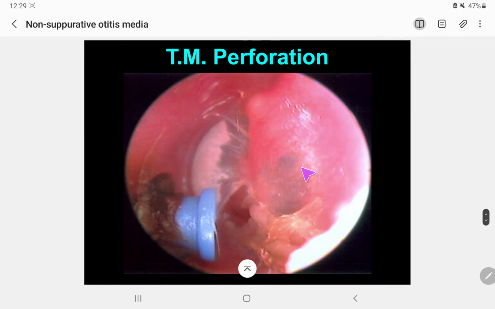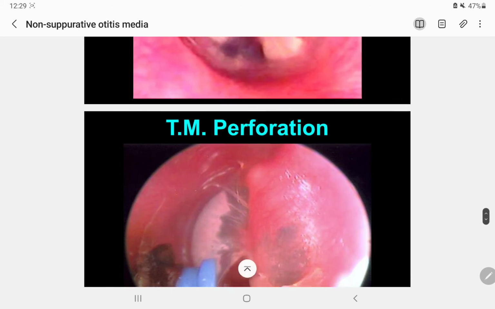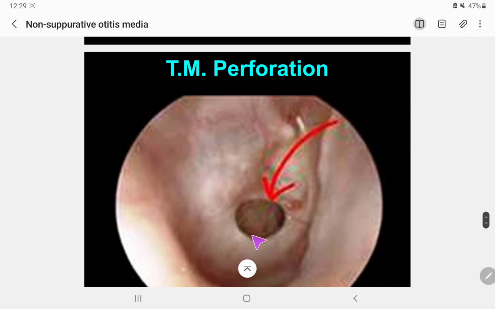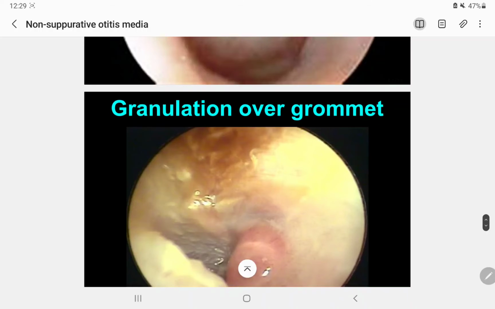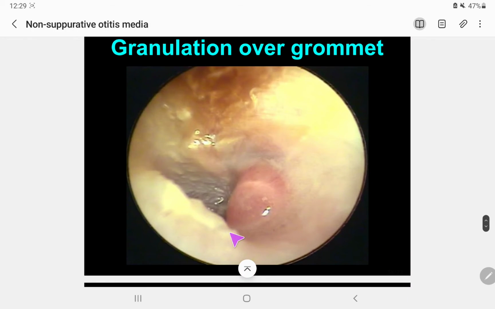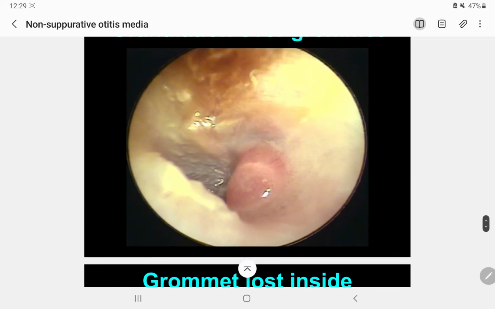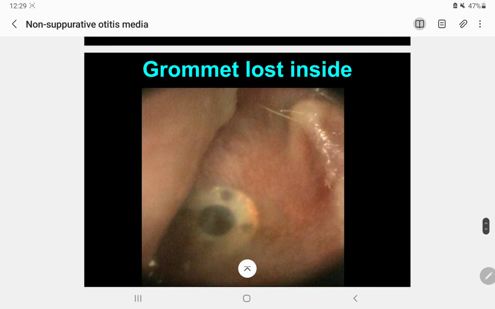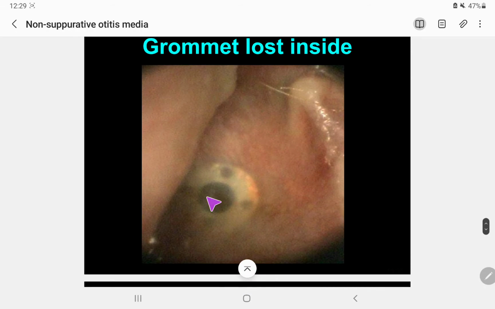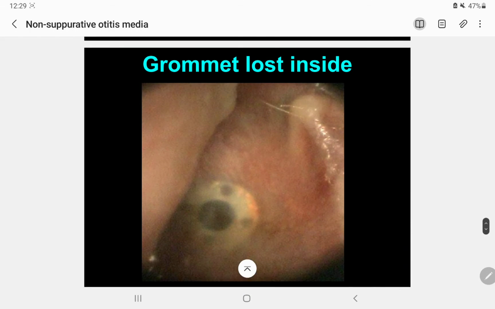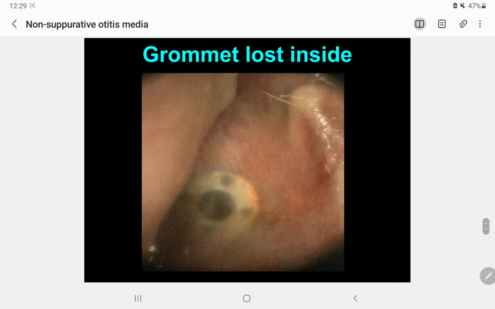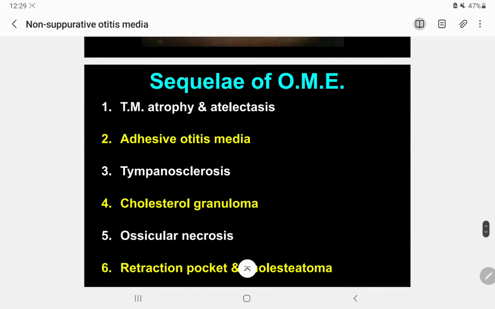And sometimes it is not necessarily that it will heal, but it will complicate the tympanic membrane, and it will cause perforation, right? Tympanosclerosis, tympanic membrane perforation, see, again perforation we can see. And then you can see some granulation tissue formed over the grommet, so that is also a complication. And then sometimes the grommet gets lost inside, and it will remain inside only. So yeah, that's what happens.